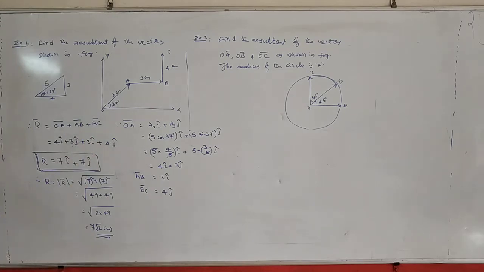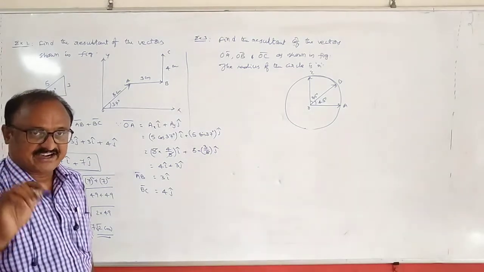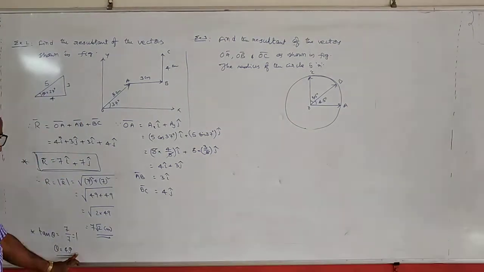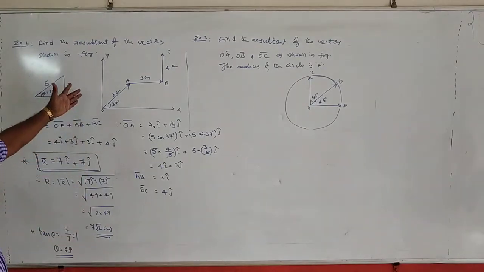Next, what is the angle made by the resultant vector with the x direction? Tan theta is AY by AX. AY is 7 and AX is also 7. 7 by 7 is 1. That's why tan theta is 1 and theta becomes 45 degrees. That means the angle made by the resultant vector with the x direction is 45 degrees. So this is the complete solution for the problem.